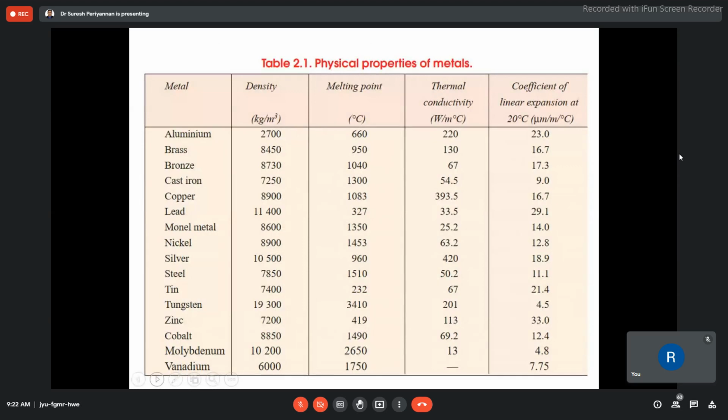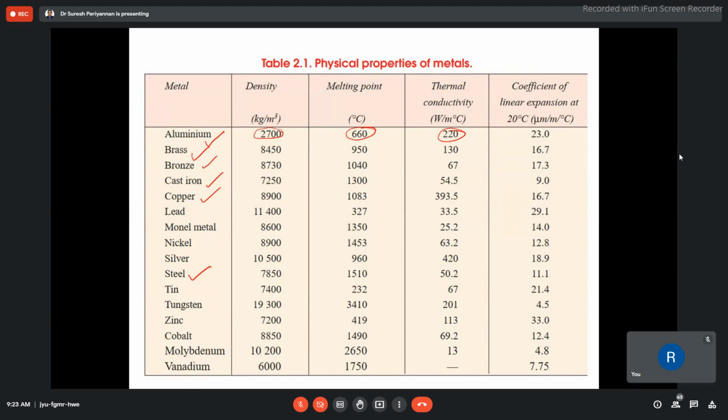I kindly request you, as a mechanical engineer, you should know some of the material properties very crystal clear. At least the density of aluminum you should know. As a mechanical engineer, you should know brass, bronze, cast iron, copper, steel. Very important, keep in mind. Density is 2,700 kg per meter cube. The melting point 660 degrees Celsius. Then thermal conductivity is 220 watt per meter degree Celsius.